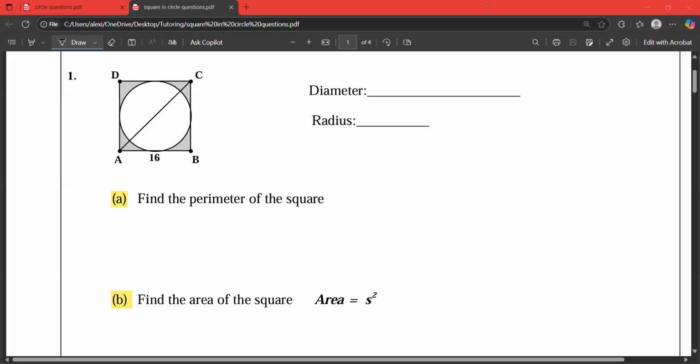This time we have a circle inscribed inside a square. So we have a circle inside a square, and we need to find some key pieces. And we're going to calculate some formulas. So let's start with understanding what we're looking at.